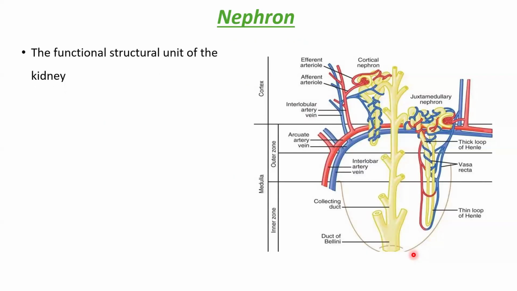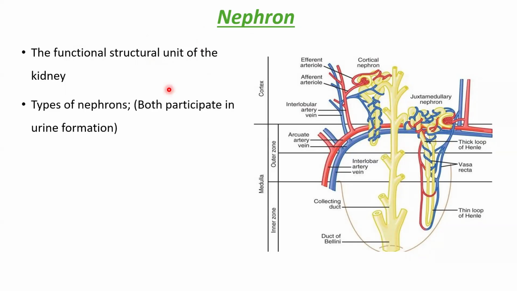Of course, you've heard about the nephron, and the nephron, to be specific, is this structure here. The functional structural unit of the kidney is the nephron. And we have two types of nephrons. One, you have juxtamedullary nephrons, and these are juxtamedullary nephrons. They are called juxtamedullary nephrons because their loop of Henle extends deep into the medulla of the kidneys. And then you have the cortical nephrons that are here.